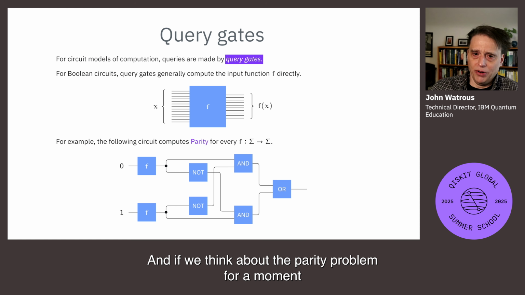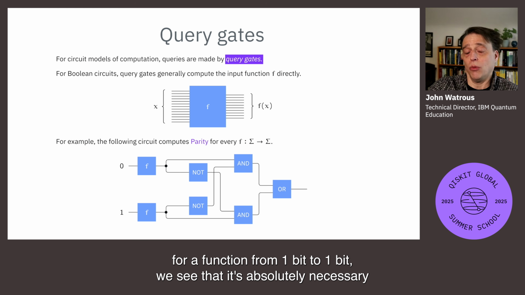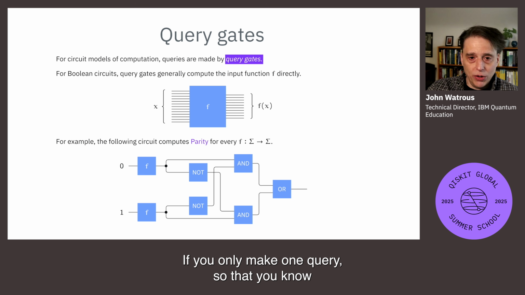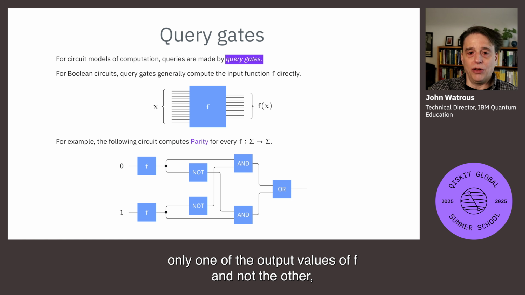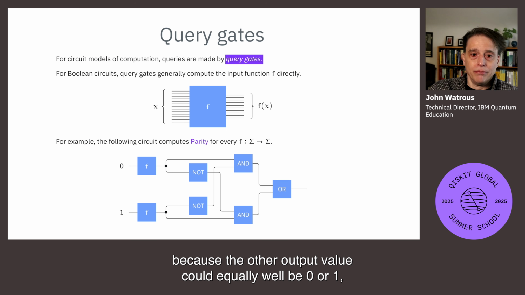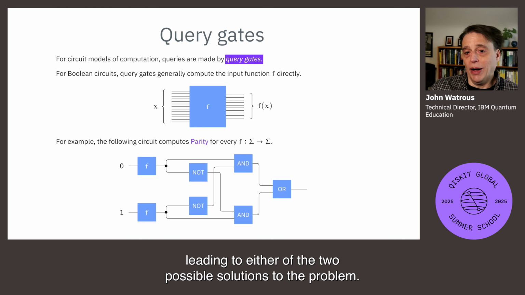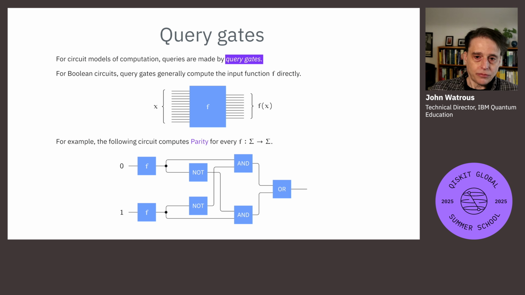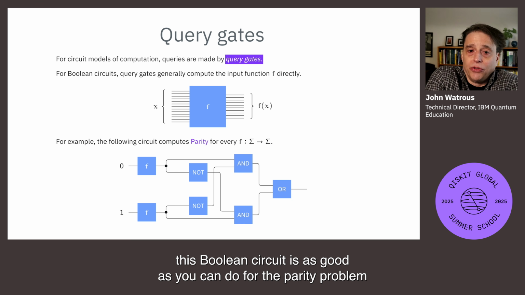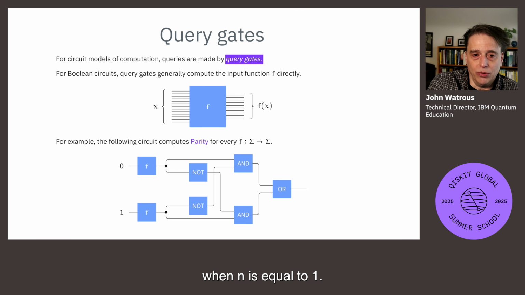And if we think about the parity problem for a moment, for a function from 1 bit to 1 bit, we see that it's absolutely necessary for any Boolean circuit that solves this problem to make at least two queries. If you only make one query so that you know only one of the output values of f and not the other, you don't actually have any information at all about the parity, because the other output value could equally well be 0 or 1, leading to either of the two possible solutions to the problem. So, in terms of the number of queries that it makes, this Boolean circuit is as good as you can do for the parity problem when n is equal to 1.